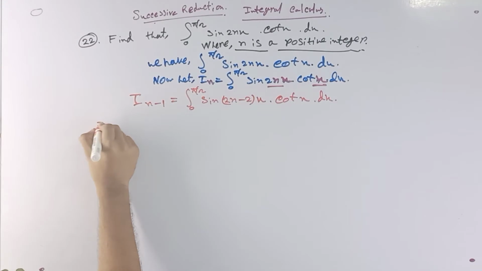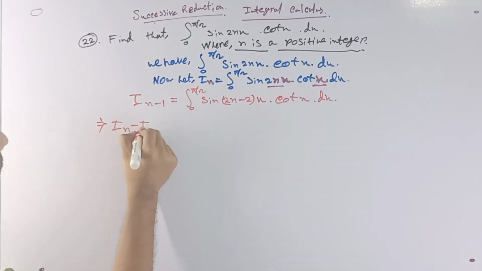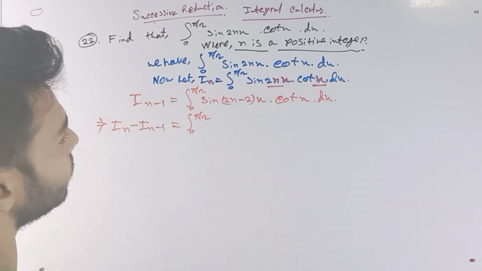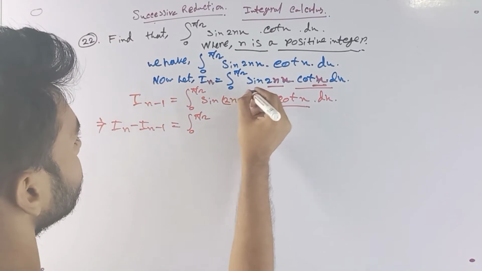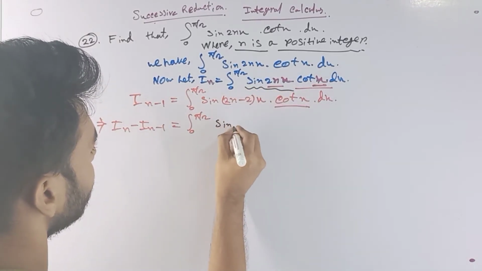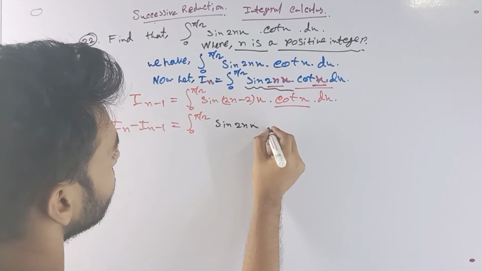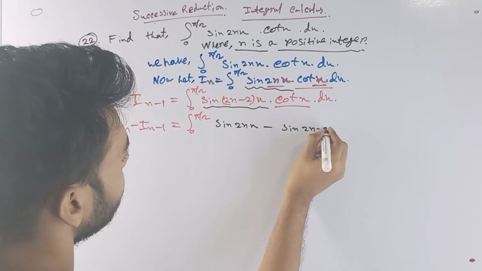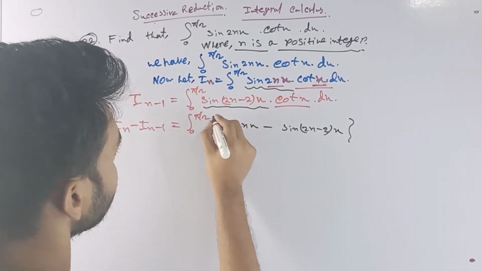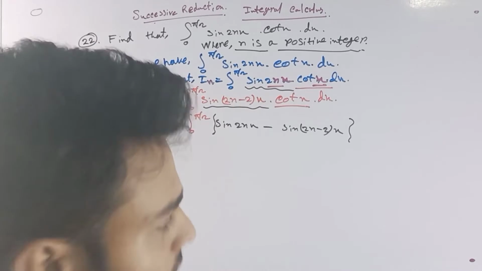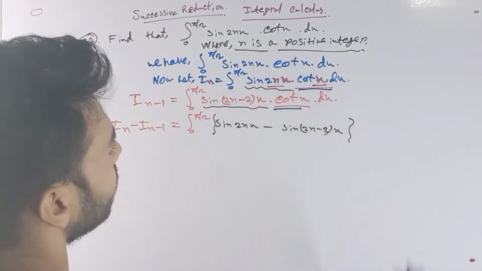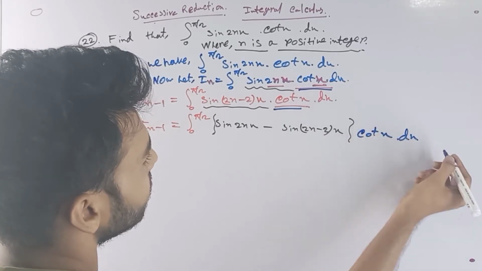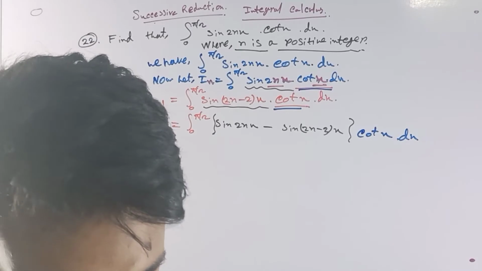So I_n minus I_(n-1) equals the integral from 0 to pi by 2 of sine of 2nx minus sine of (2n minus 2)x, and cot x is taken as the common factor, times dx.